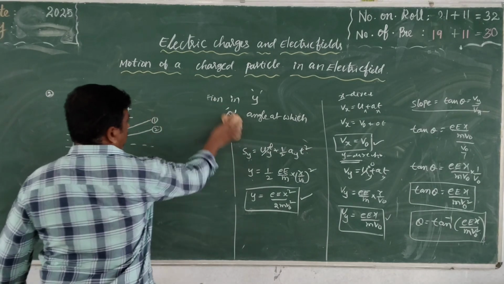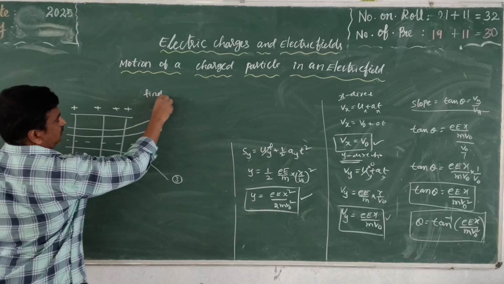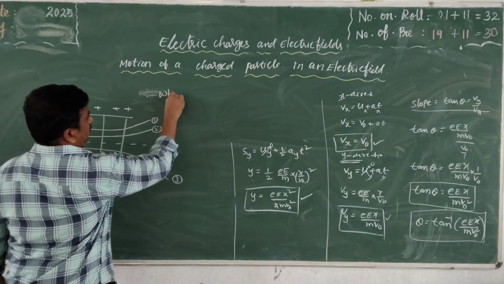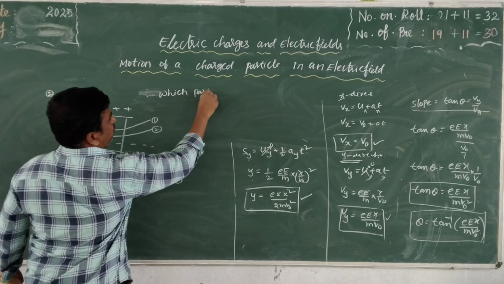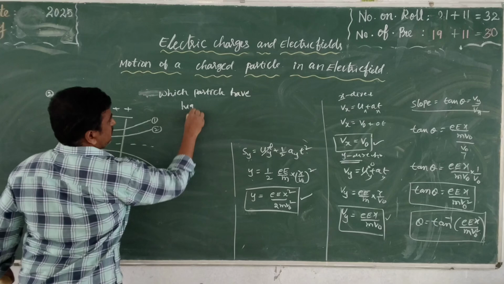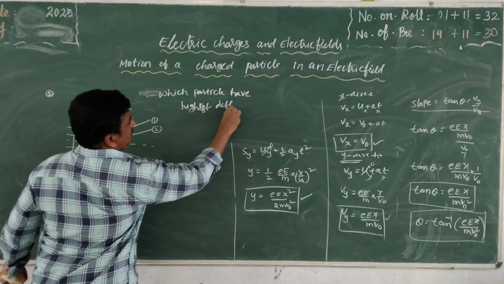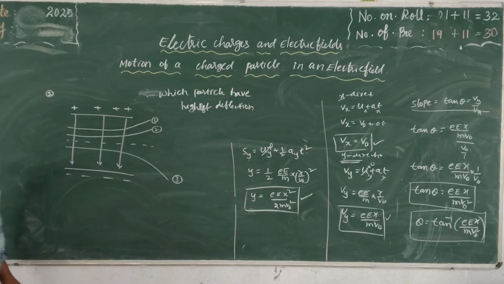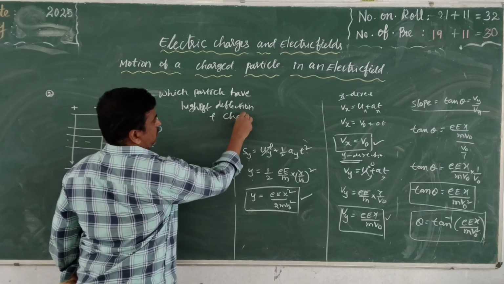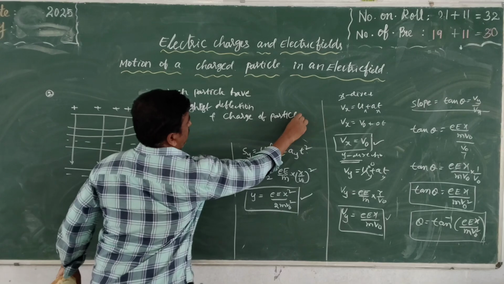That is what we find out. Find which particle has the highest deflection, that we find out. And what is the charge of those particles also? The charge of the particles, whether plus charge or minus charge, that's one.